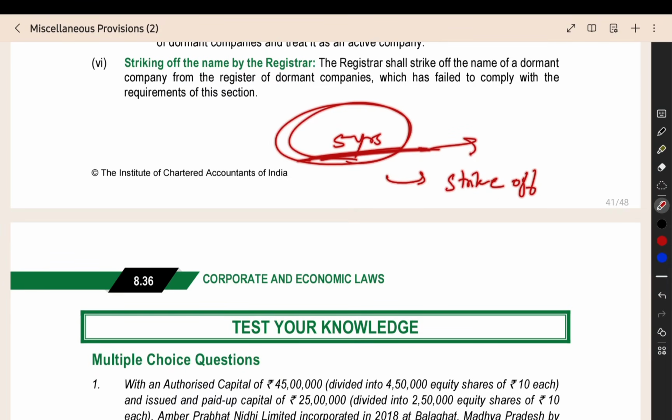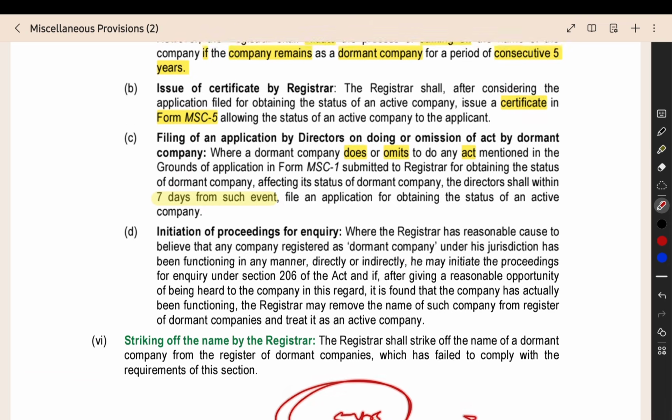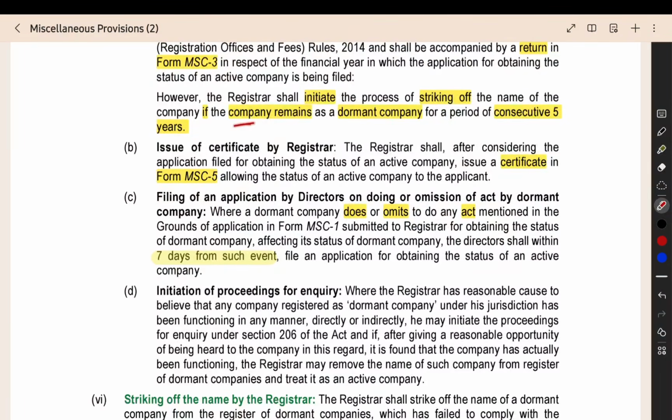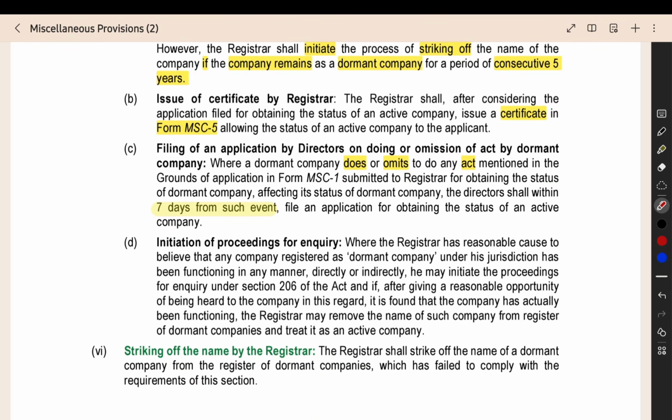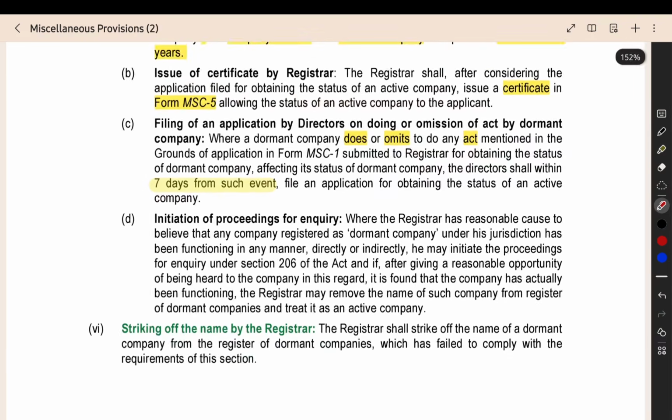That dormant company tag also you can keep only for 5 years. If it crosses 5 years, they will automatically strike off the name of your company. So if a company remains as a dormant company for a period of consecutive 5 years, continuously 5 years, then they will strike off the name. We will see the topic of striking off also in this particular chapter itself. So now after becoming an active company, they will give you a new certificate, that is in form MSC 5.